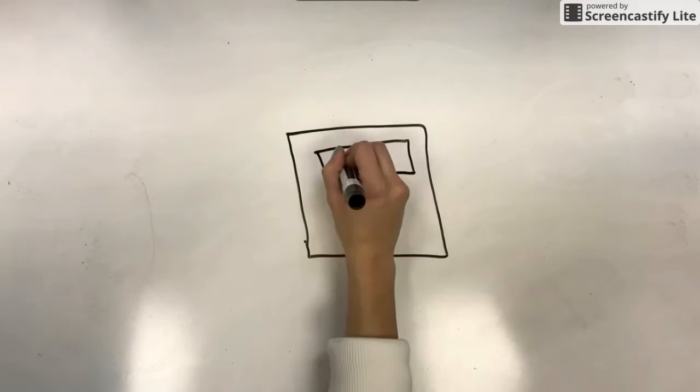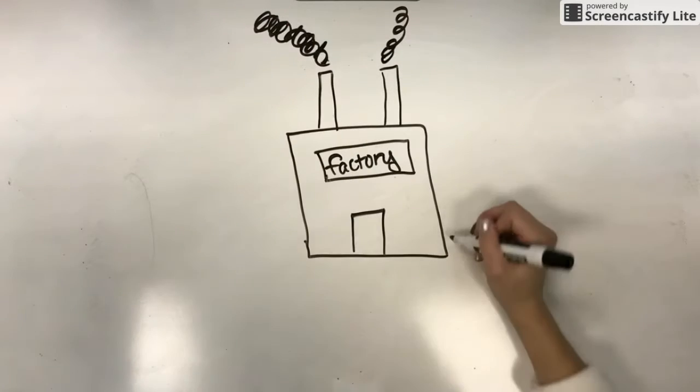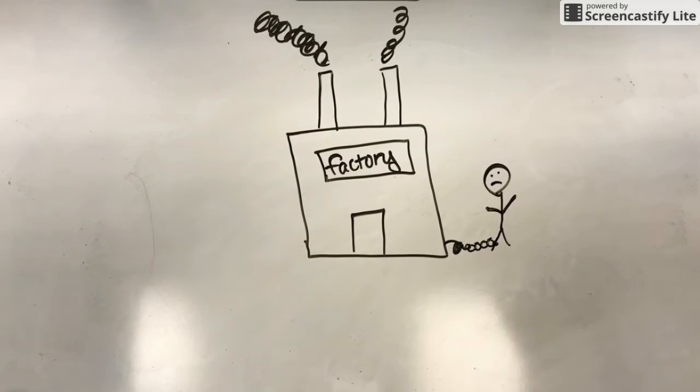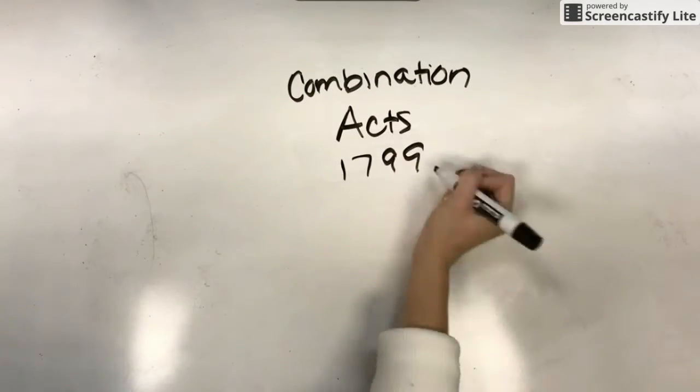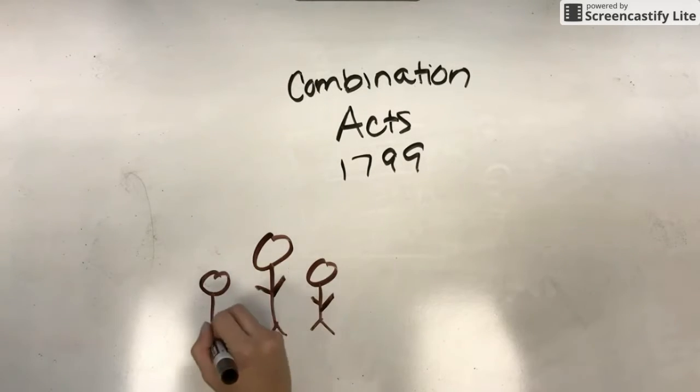Because the Enclosure Acts led to urbanization, work conditions in the factories were very poor. People typically worked 12 to 14-hour days. The Combination Acts of 1799 made it illegal for workers to form groups such as unions.